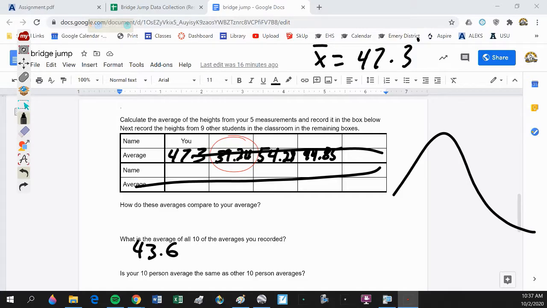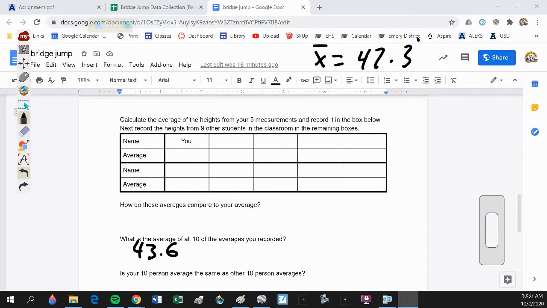Okay? Now, compare your average of the averages to other people's averages. Are they the same? No. They're going to be off by a little bit. So here's what we're doing. There is some line that represents the true height. And let's say that line is like 46 feet. Well, some people are going to be left of that and some people are going to be right of that. And you'll also have a standard deviation.